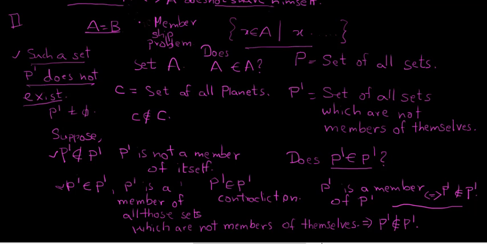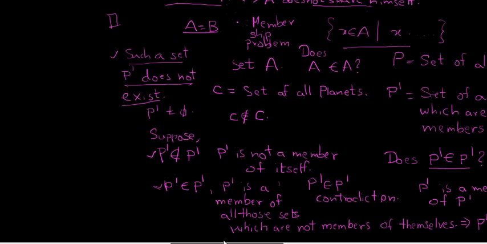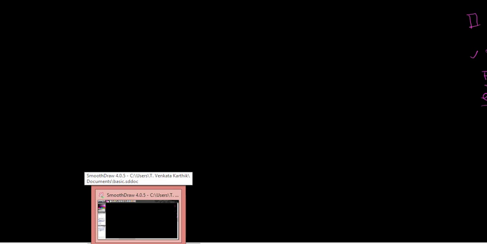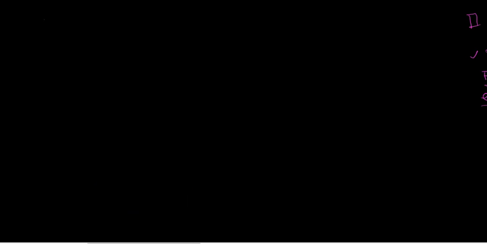So we proceed to a second paradox, and that would be Cantor's antinomy. This would be the second thing.